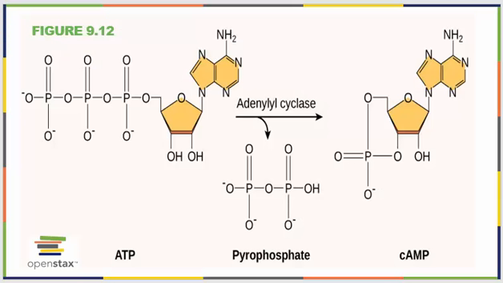The picture you're looking at now shows you the mechanism for the formation of cAMP. cAMP serves as a second messenger to activate or inactivate proteins within the cell. Termination of a signal occurs when an enzyme called phosphodiesterase converts cAMP back into AMP.